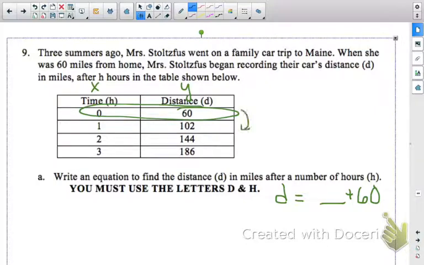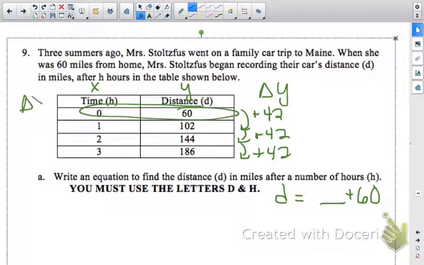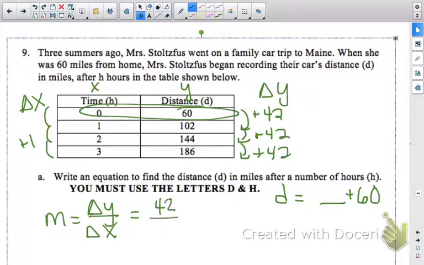So I can do my slope formula. I can also look at this and go, you know what, how much is it going up by each time? And it looks to me like it's going up 42. I'm going to check that. Yep, 42 plus 42. That would be my change in y. Now what's my change in x? It's going up by 1 each time. Slope is equal to the change in y over the change in x. So rather than doing the slope formula, I can see right away that it's 42 over 1, or just 42. So the equation here is d equals 42h plus 60.